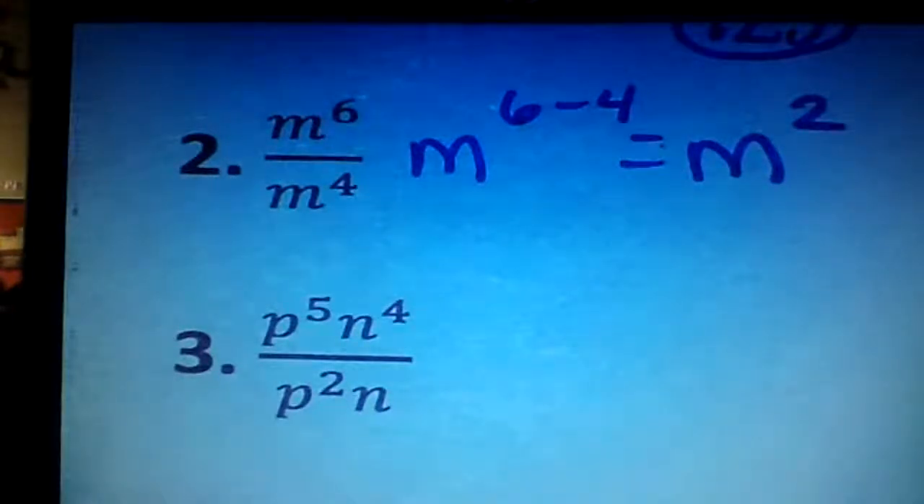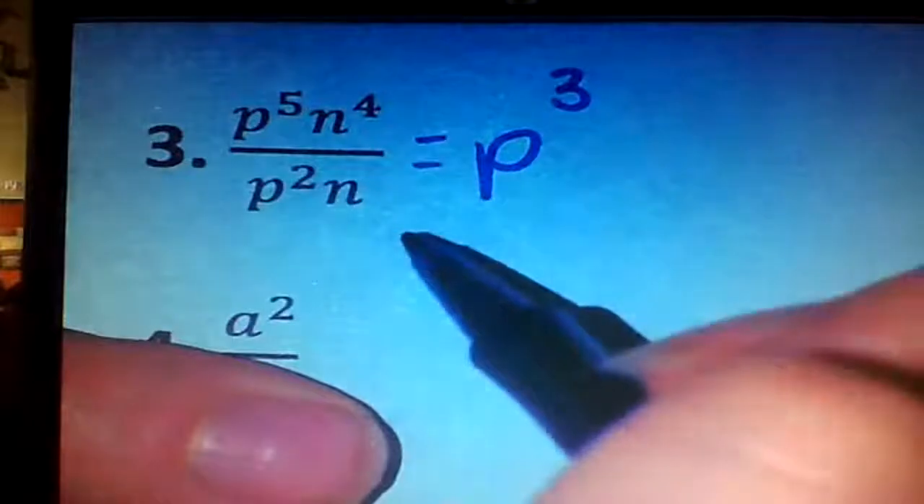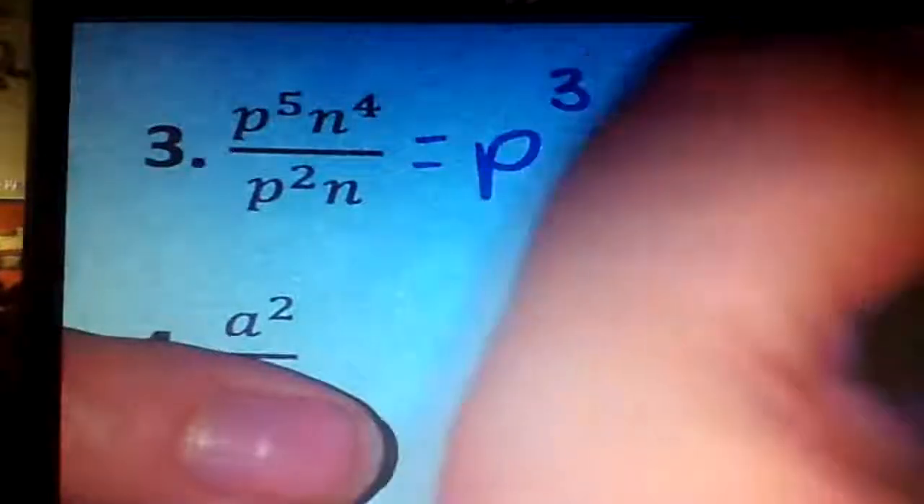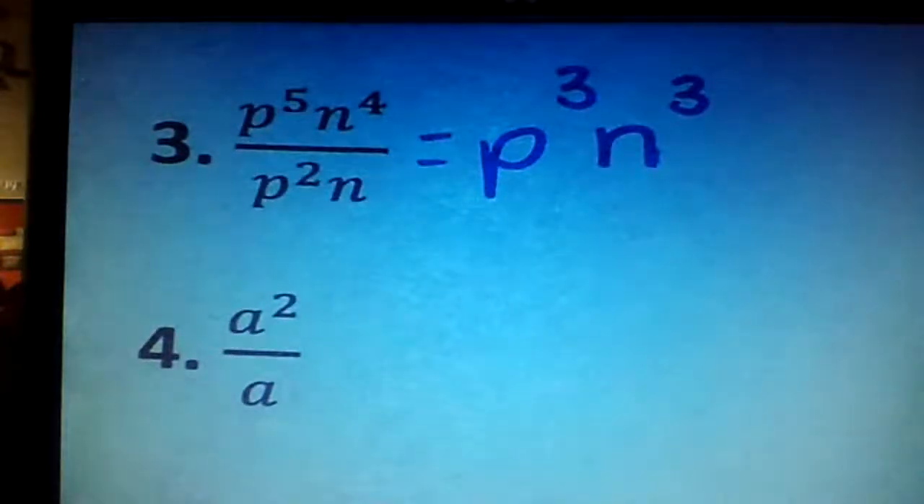I know it's funny, guys, but welcome back to Math with Miss one-on-one. All right, take a look at this one. I can only subtract exponents with like bases. So p to the fifth over p to the second becomes p to the third. n to the fourth over n to the first becomes n to the third. And a to the fourth becomes a to the second.